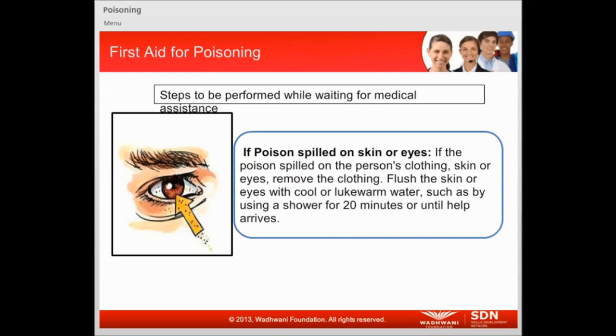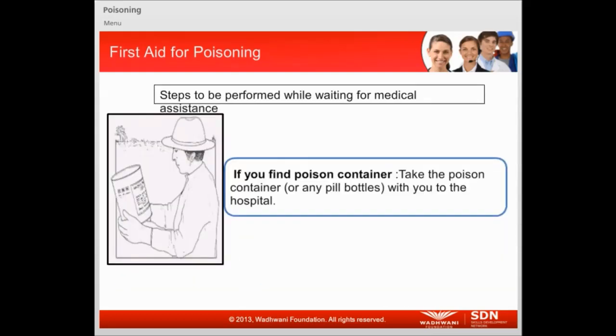2. If poison is spilled on skin or eyes. If the poison is spilled on the person's clothing, skin or eyes, remove the clothing. Flush the skin or eyes with cool or lukewarm water, such as by using a shower for 20 minutes or until help arrives. 3. If you find the poison container, take the poison container or any pill bottles with you to the hospital.